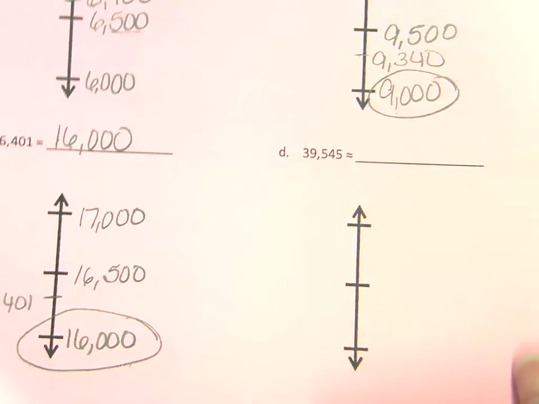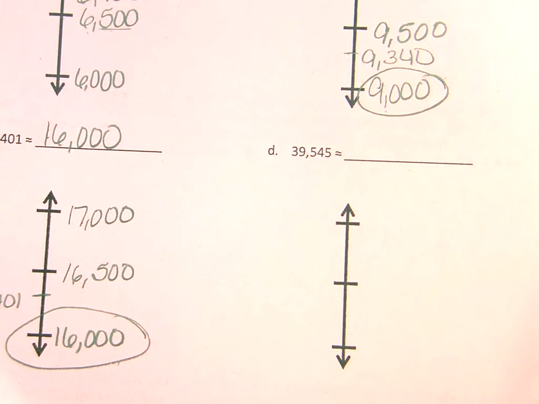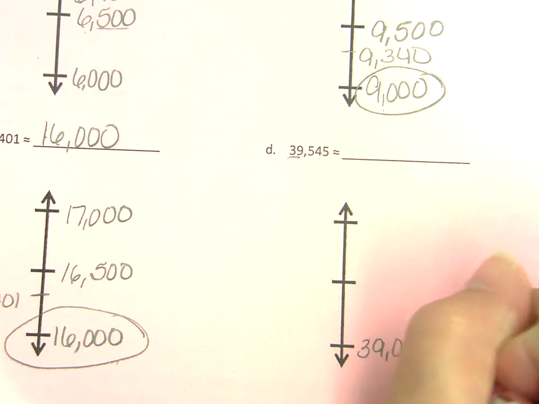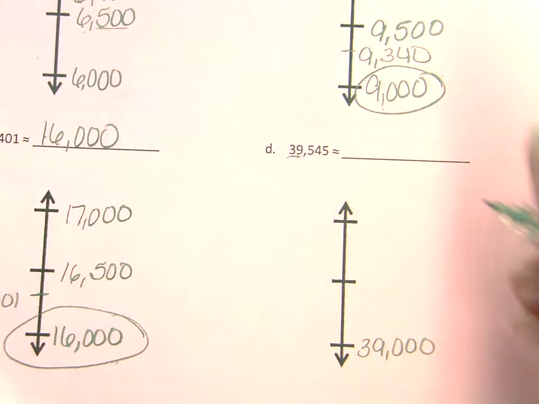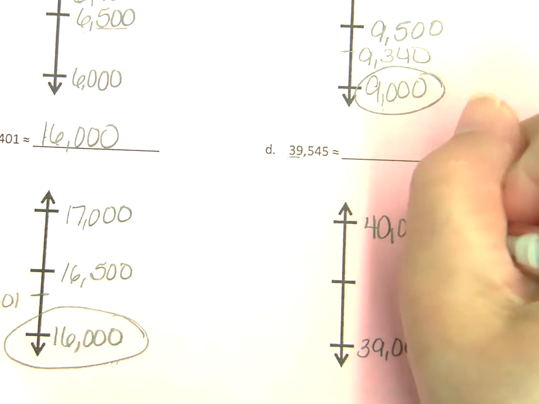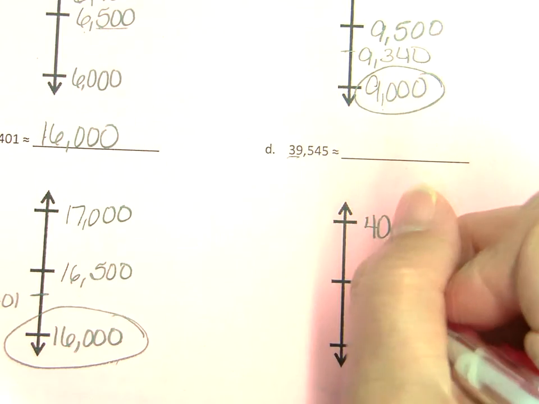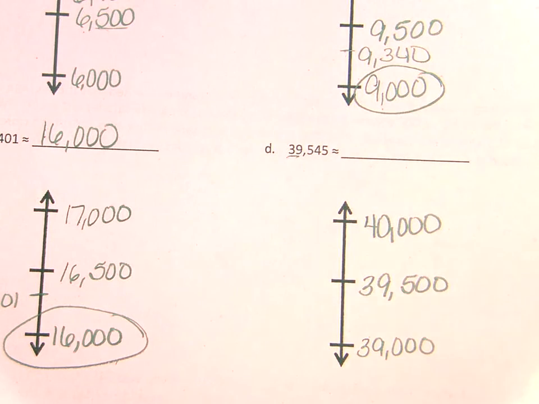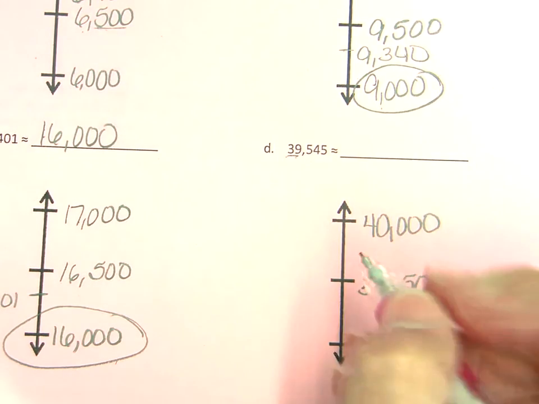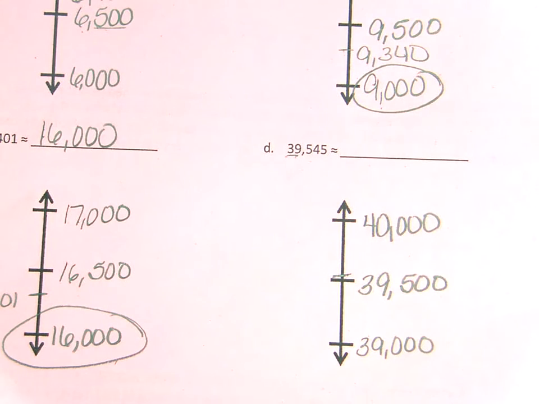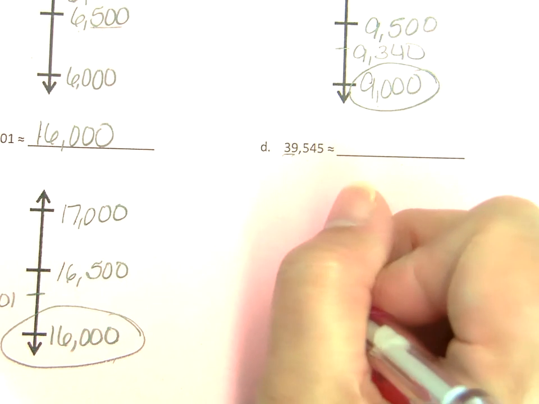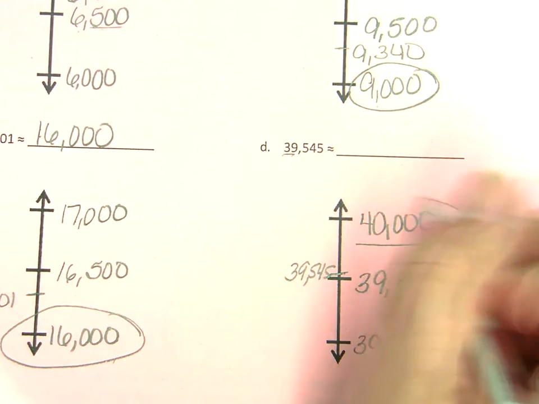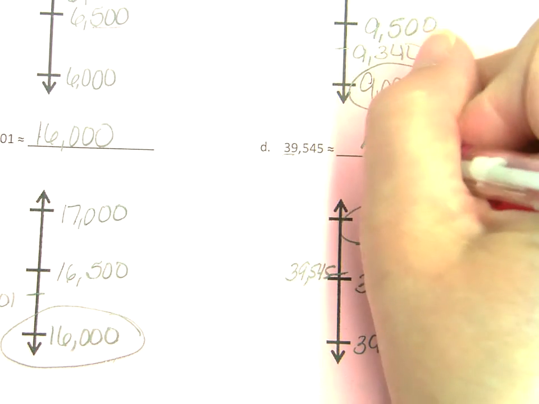Let's continue on with letter D. We have 39 thousands to start with. When we count on to the next thousand, it's going to be 40,000. We will put 39,500 as our midpoint. So 39,545, oh, it's going to be super close to that midpoint. But if it is anywhere above it, we will be rounding up. So letter D would be 40,000.